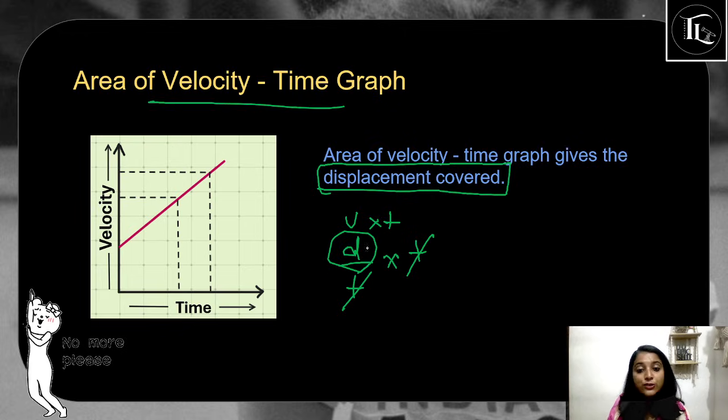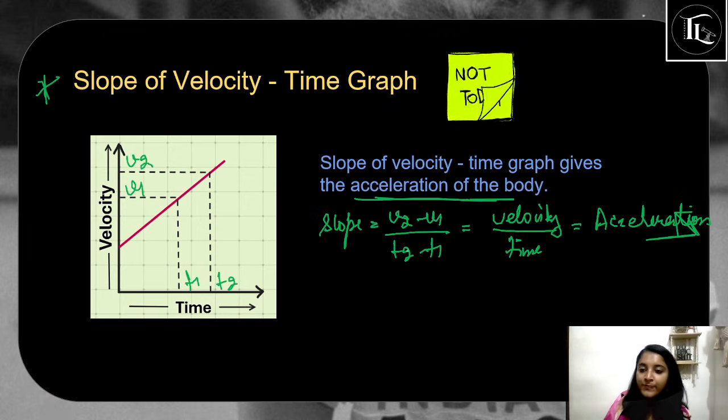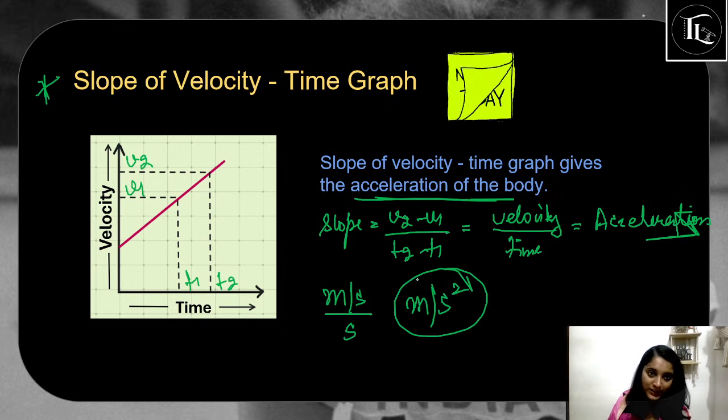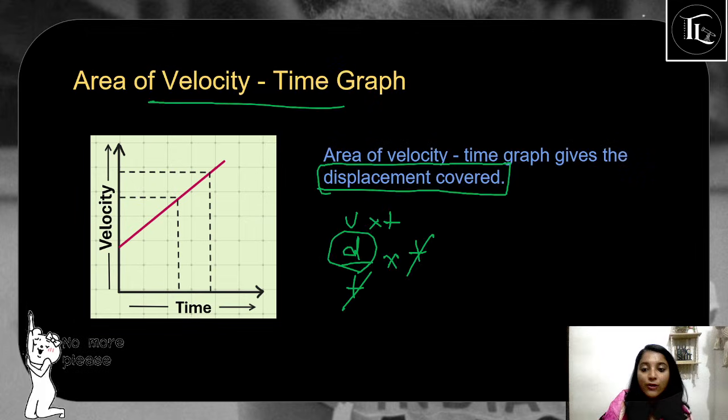And yes, take care of the units. In this case, it will be meters. For area, it will be meter, and for gradient, it is acceleration. So let me do that also. For velocity, it is meter per second. For time, it is second. So now the units will be meter per second square here. Take care of the units. Students usually make this mistake a lot.